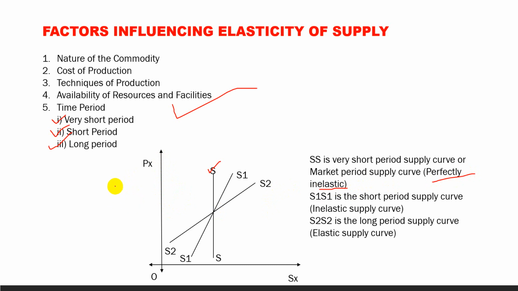In the short period, output can be changed to some extent by changing the amount of variable factors only. The supply here will be S1, this supply curve S1, which is inelastic, indicating less than unity supply. The supply here increases somewhat in response to an increase in price. So short period supply curve is inelastic.